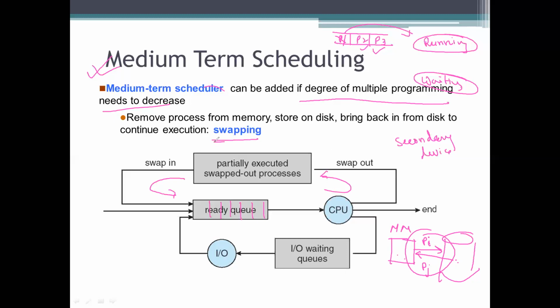So what is swapping? Swapping is a process by which a process is sent back from the primary memory to the secondary memory, and some processes from the secondary memory are brought back to the primary memory for execution. So this is all about the mid-term scheduler.